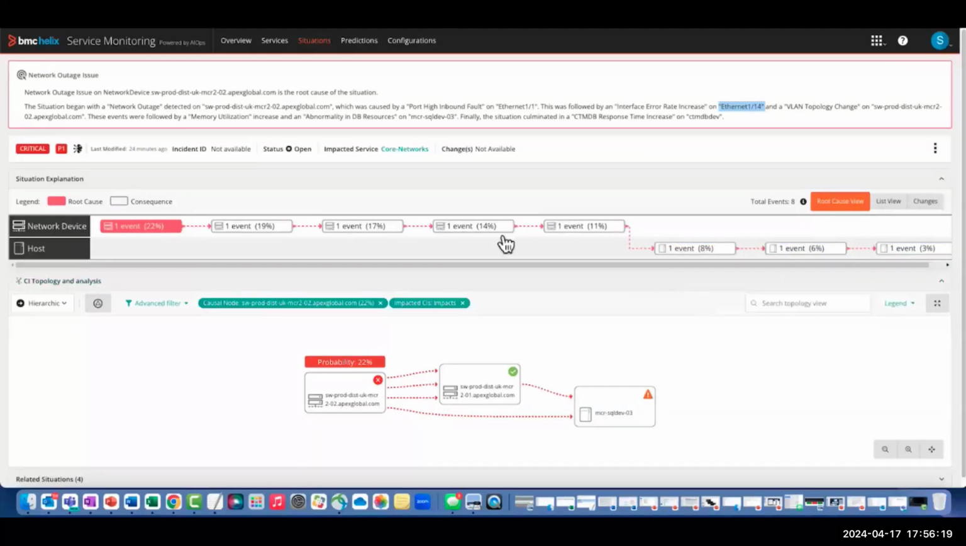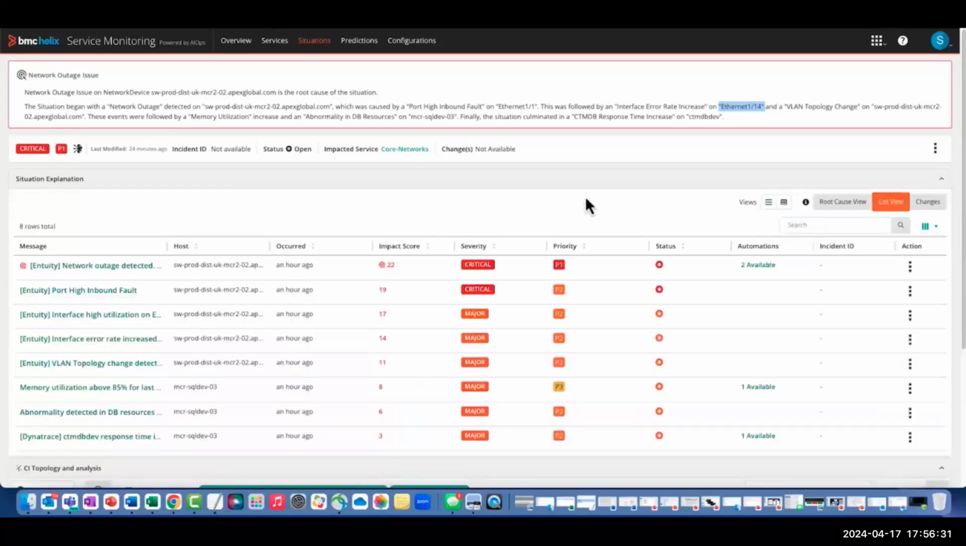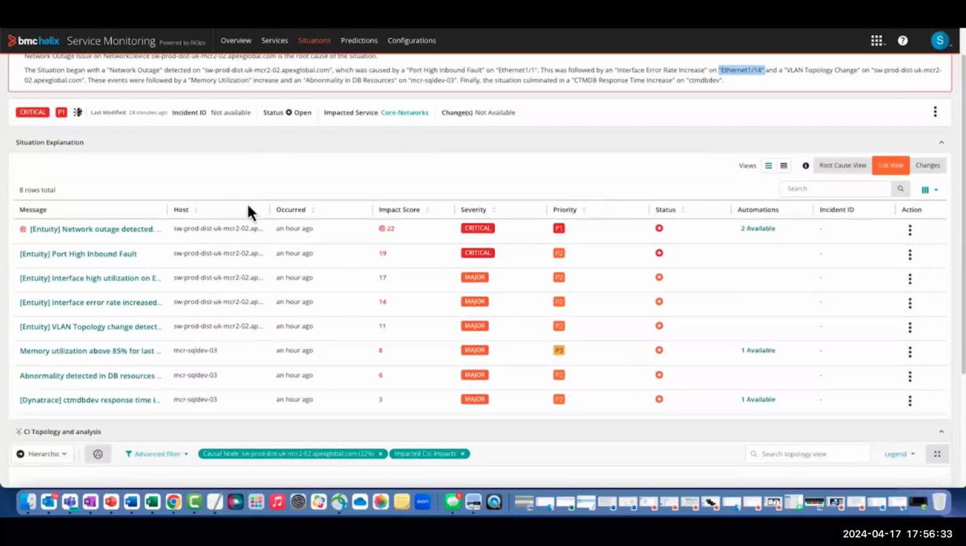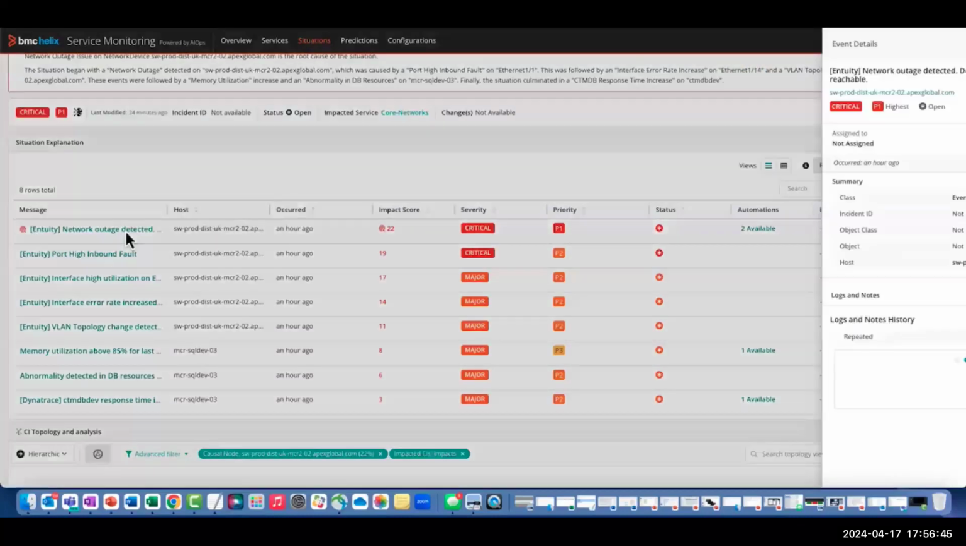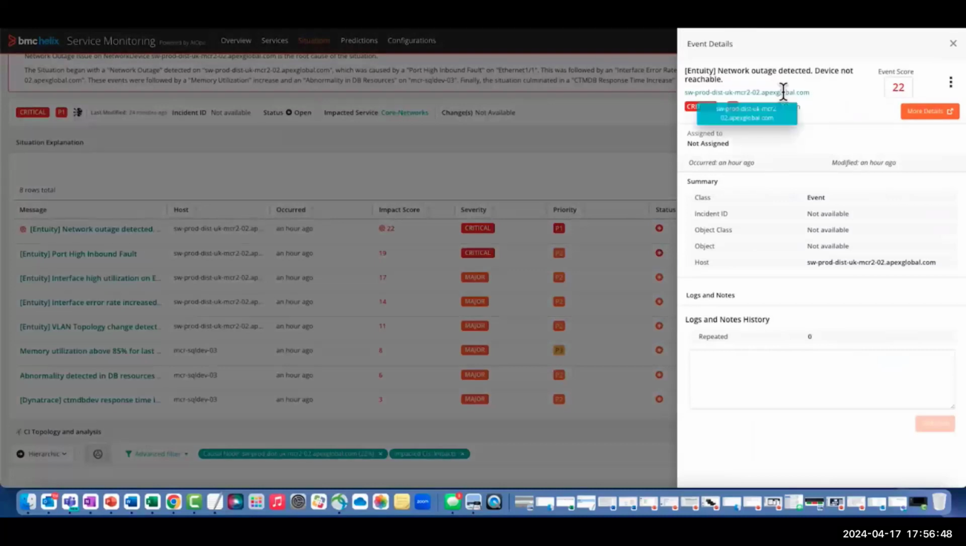An important thing to note here is that this actually explains in graphical form what we saw here in the history. But we can also see a list view, which shows us the actual messages and also shows me an impact score and a probability of one of these events being the root cause. So I can go into this event and I can see the event details. The event score is 22, which is pretty high for a root cause. It is a P1. It tells me all the information I need to know.